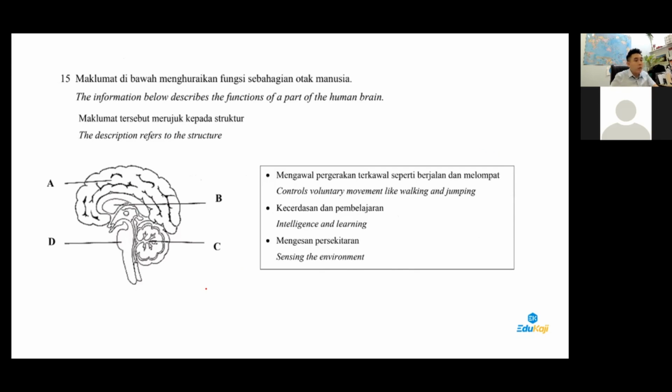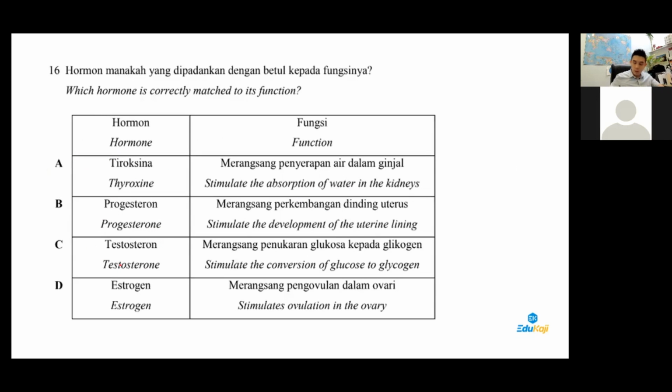Guys, 15 is from Bab 12. Which one is for voluntary movement? Once you look at this, you should know that answer is A, because A is cerebrum. Cerebrum controls voluntary movement. Now, if I say involuntary, then medulla oblongata. Okay, 15A.